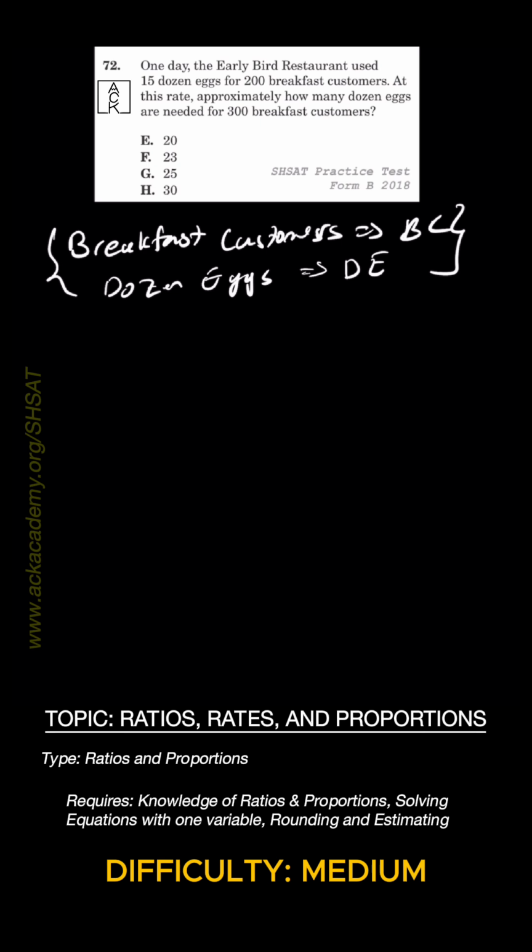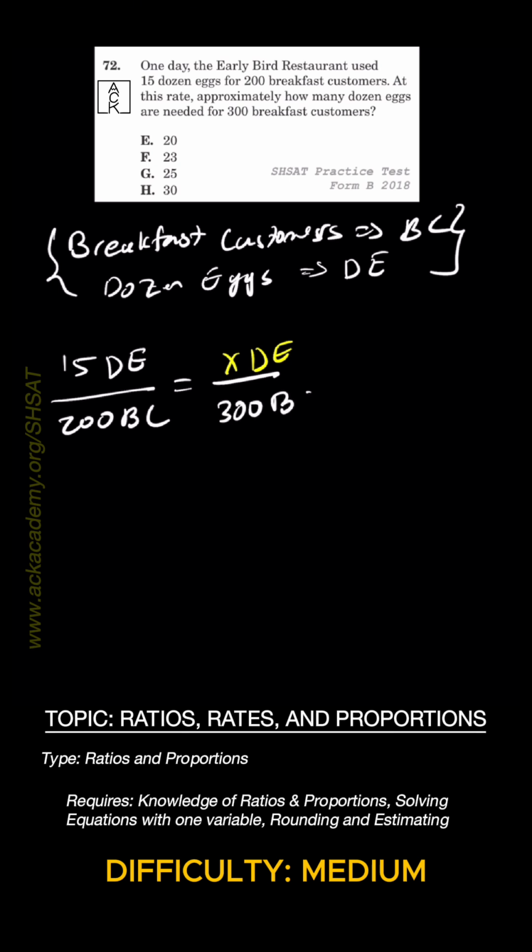Okay. Now, so 15 dozen eggs over 200 breakfast customers is equal to, let's see, 300 at, so the question says, at this rate approximately how many dozen eggs are needed for 300 breakfast customers? So at the end of the day, we need to find out dozen eggs here, X dozen eggs, for how many? 300 breakfast customers.